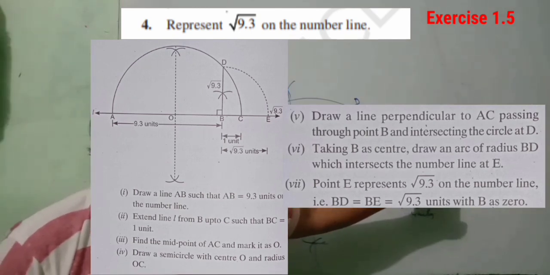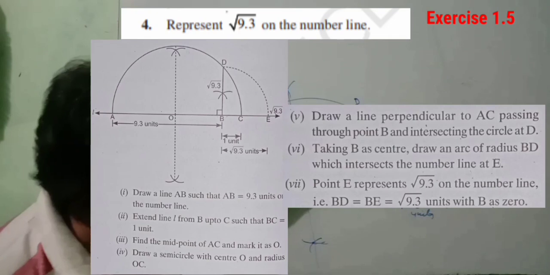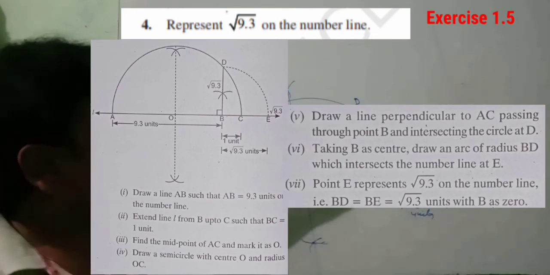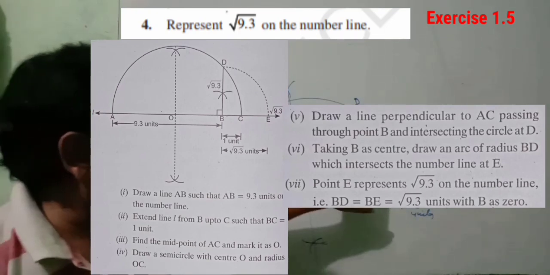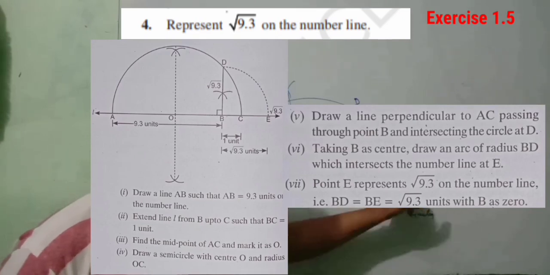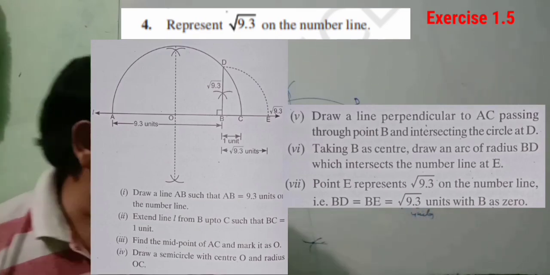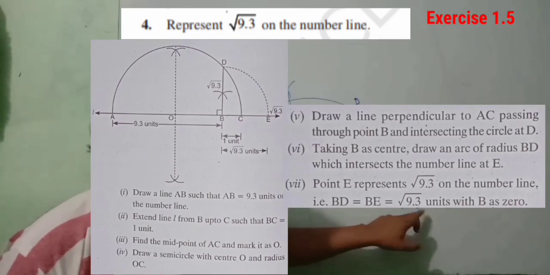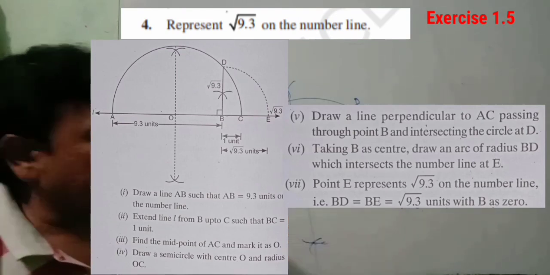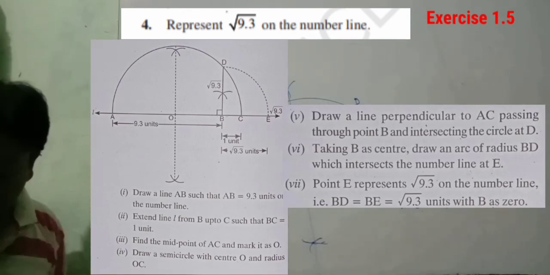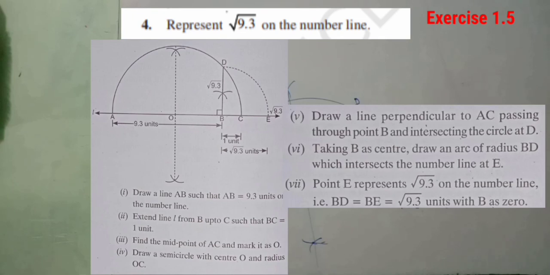This point E, from B to E, means from B to D, I just told you, it is now root 9.3. So from B to E, it is now root 9.3. No need of writing units here, just write it here. Is it clear? Just see it. And now come to question number 5.